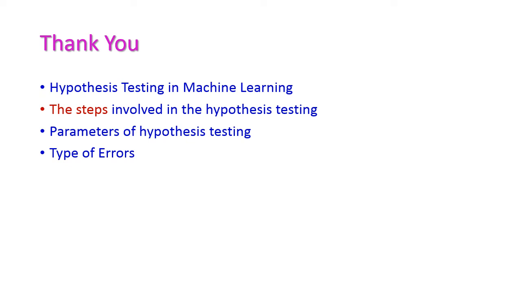Up to this we have seen the hypothesis in machine learning, that is the steps involved in hypothesis testing, parameters of hypothesis testing and the types of errors, that is the type 1 error and type 2 error in the hypothesis testing. For more information, please go through your textbook.